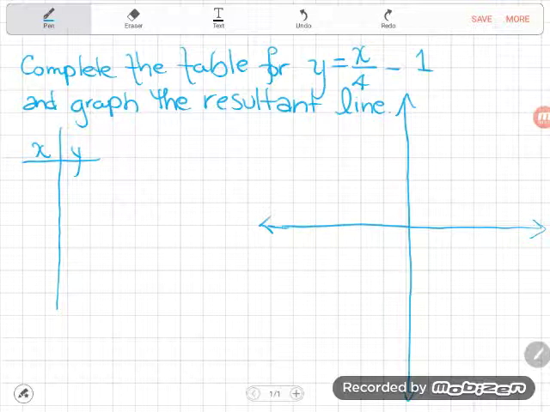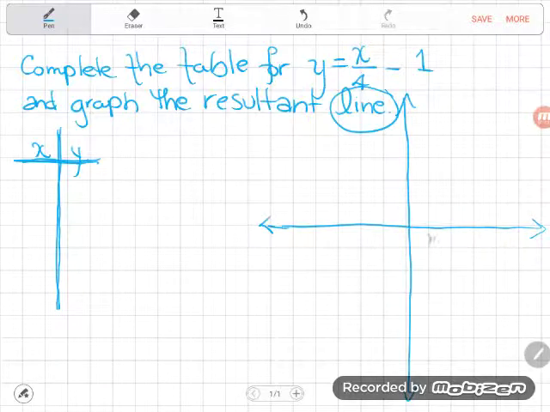So let's take a look. It says complete the table for y equals x over 4 minus 1 and graph the resultant line. So, Shayna saw that language in there, knew she was supposed to be getting us a line. Now, they did give us an xy table in this particular problem, but they didn't give us any x values. And one of the things that students struggle with most of all when they're given a problem like this is that you're allowed to choose your x's. You literally could choose any x value you want.